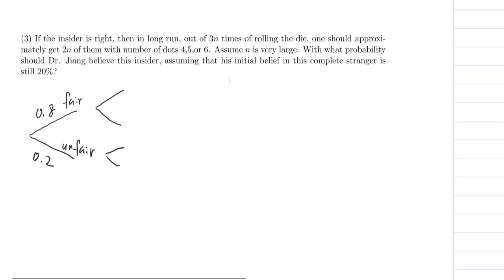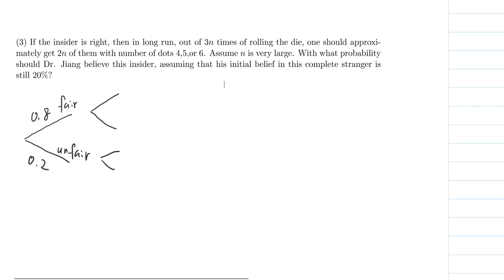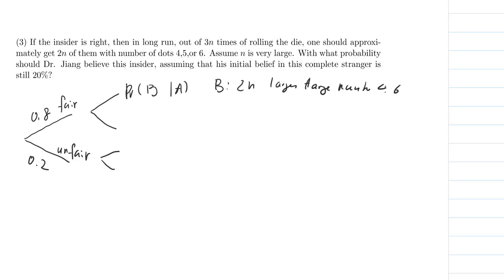So what is the probability over here? Suppose it's fair, and what's going to be the probability? Given fair, let's say A, what's the probability of B? And B event over here means 2n larger numbers. We have larger numbers, that's 4, 5, and 6. So we just have this event over here, and with n over here, smaller numbers. N times we have 1, 2, 3, this kind. So what is the probability?